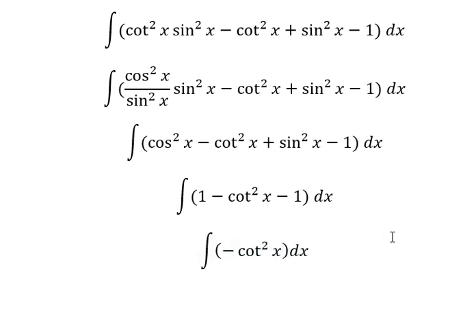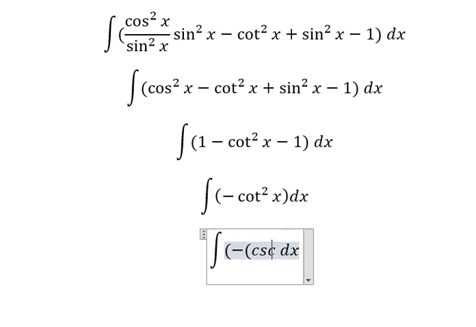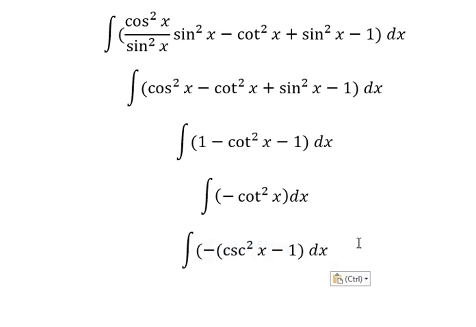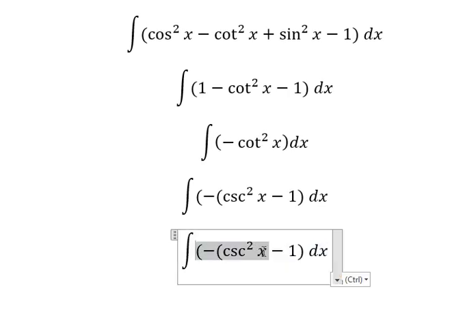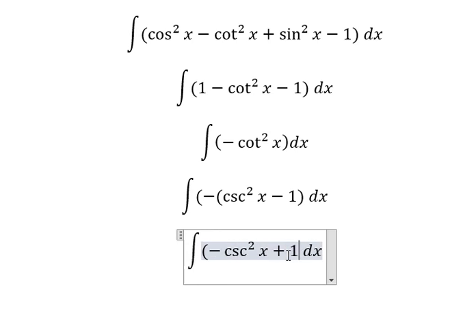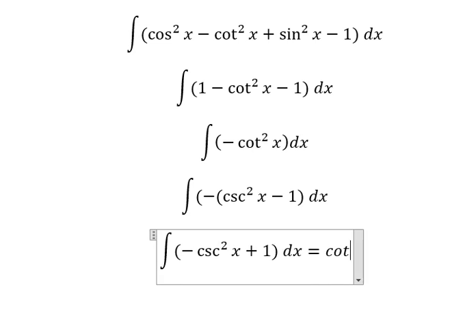Next, cotangent squared is cosecant squared minus 1. So the negative will change the sign of this one, and now we have like this. So the integration of this one is negative cotangent x.